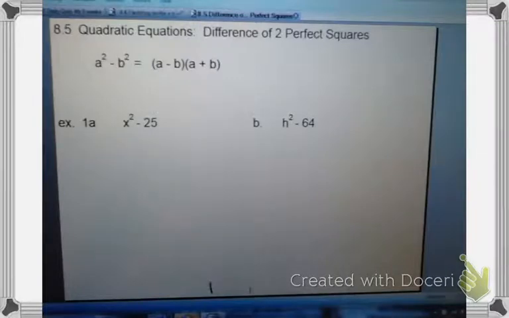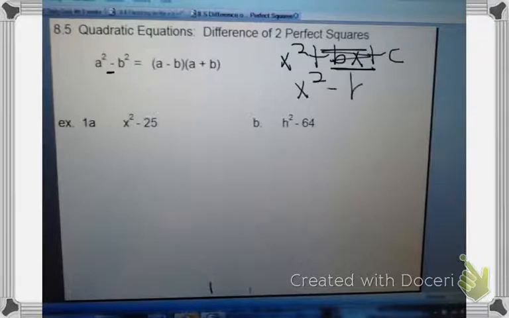Section 8.5 is quadratic equations, difference of two perfect squares. When you have a binomial that has a minus sign in between, and the first term is a perfect square and the last term is a perfect square, what you're missing is the middle term. Right here, you don't have that. And it's a minus sign in between. That's called a difference of two perfect squares.